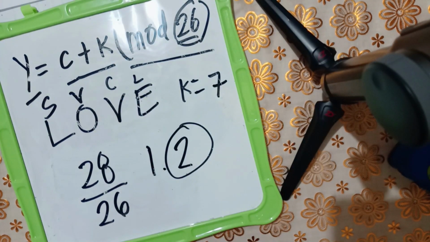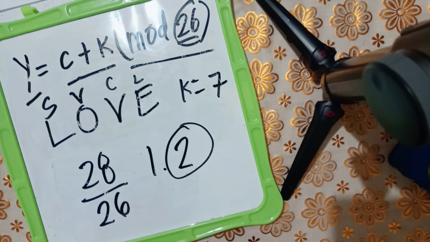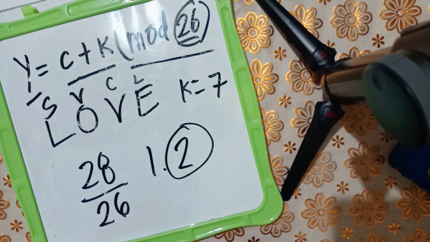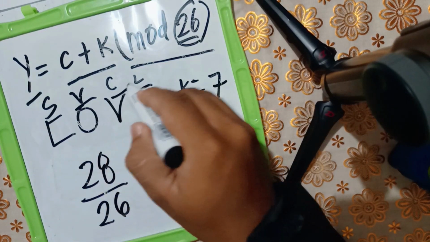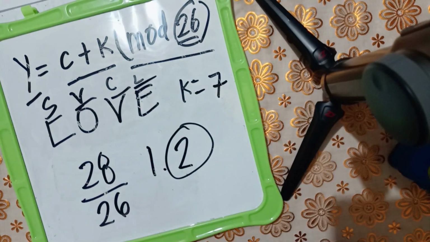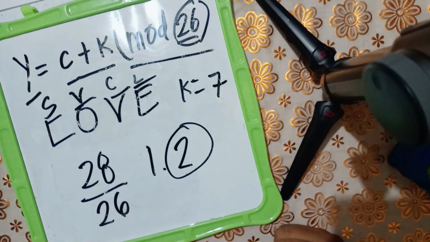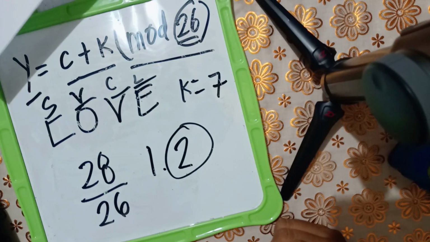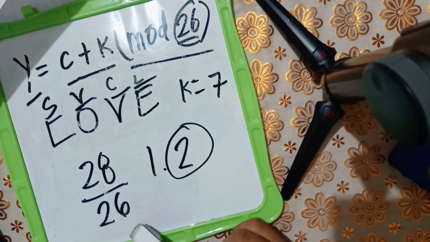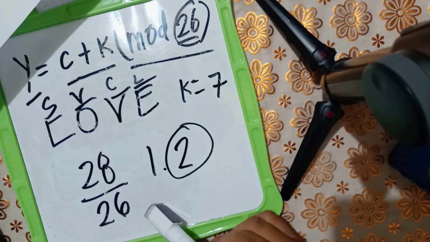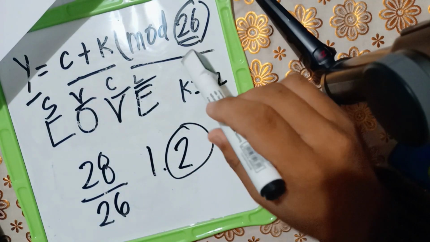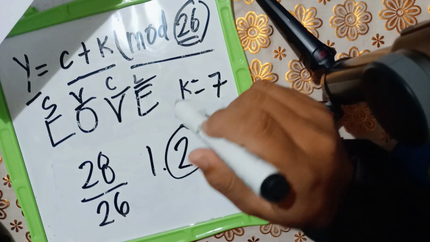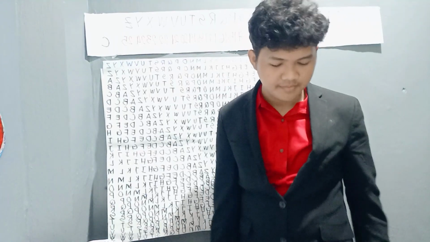Now, the encrypted letters for love using the modular operator is SVCL. SVCL. So as you notice, with the modular operator, we can actually just count. So let's say here, 28, right? So we have 28. Without using the modulo formula, we can actually just do it manually. So we're done with the modulo operator.